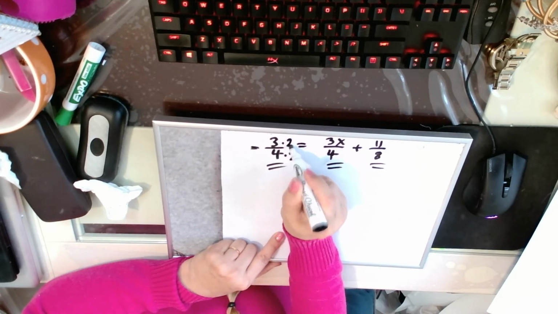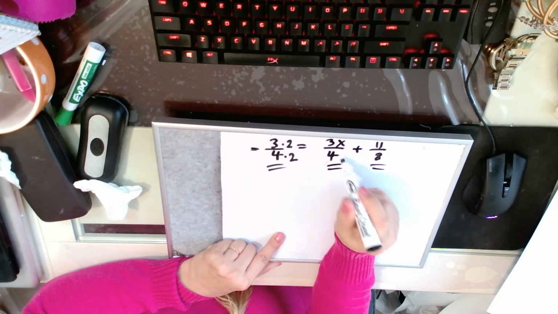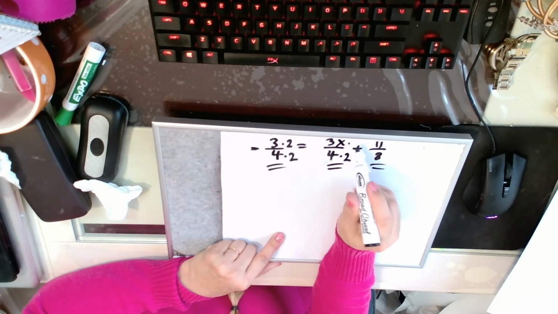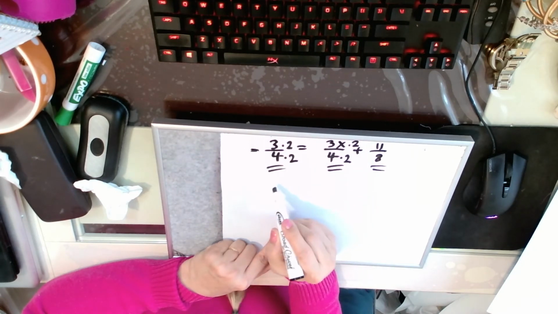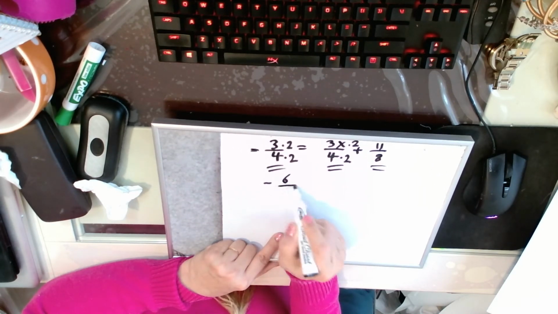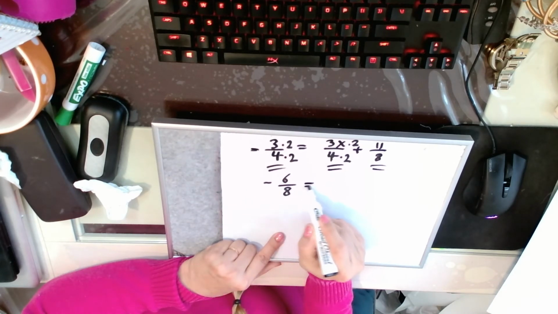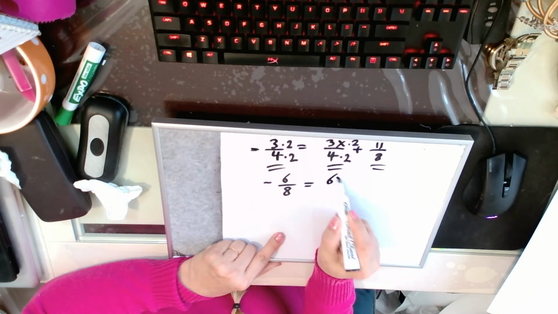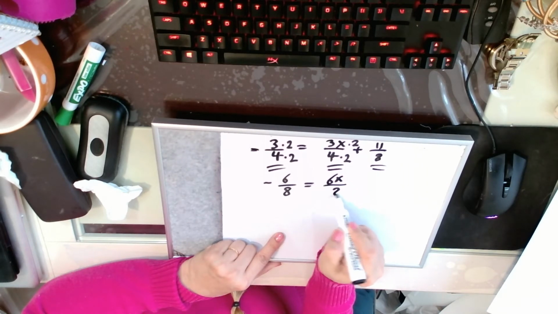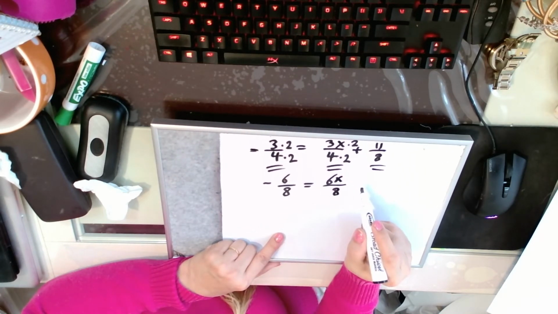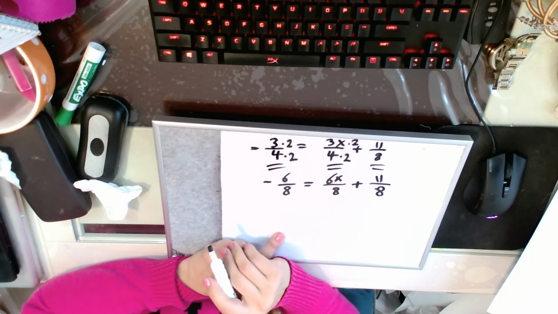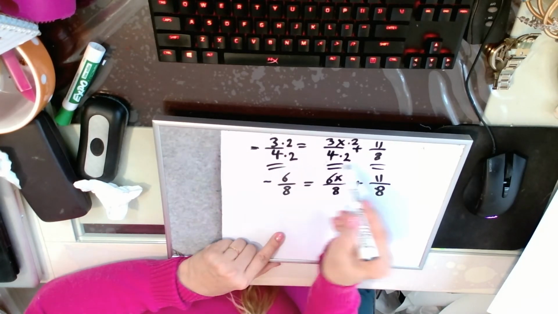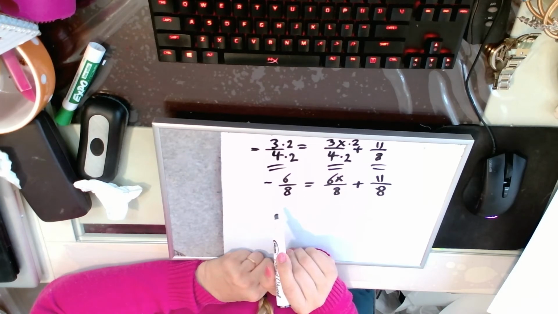Multiply by 2, multiply by 2, multiply by 2. So minus 6 over 8 equals 6x over 8 plus 11 over 8, right? Easy, just to make all the denominators the same number.